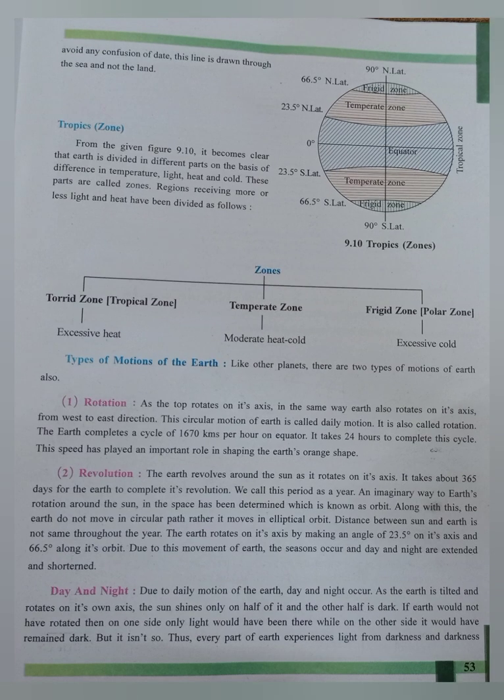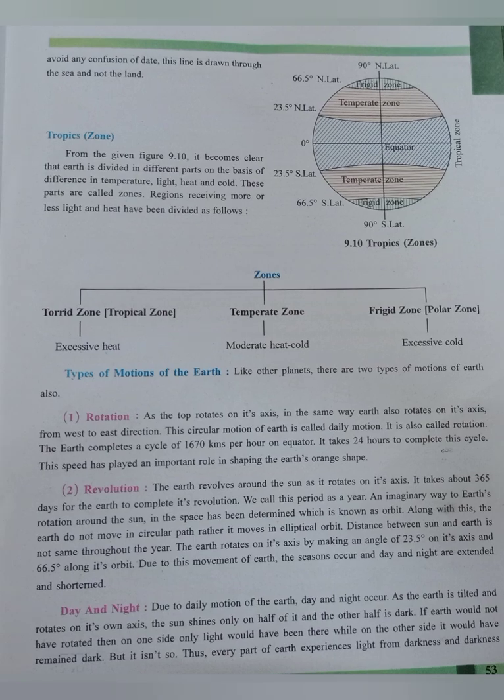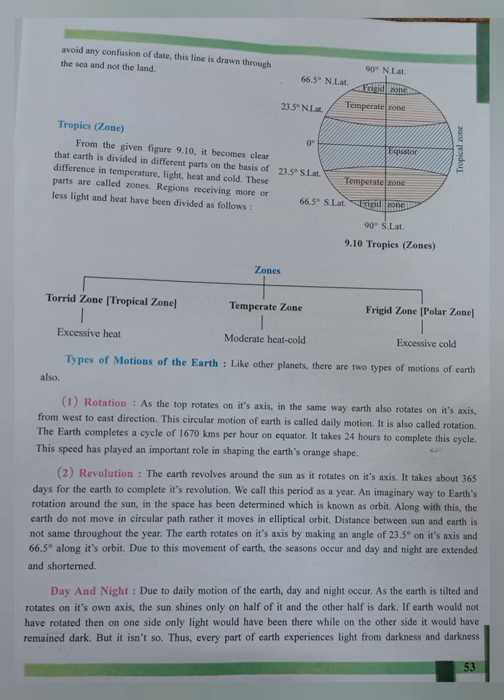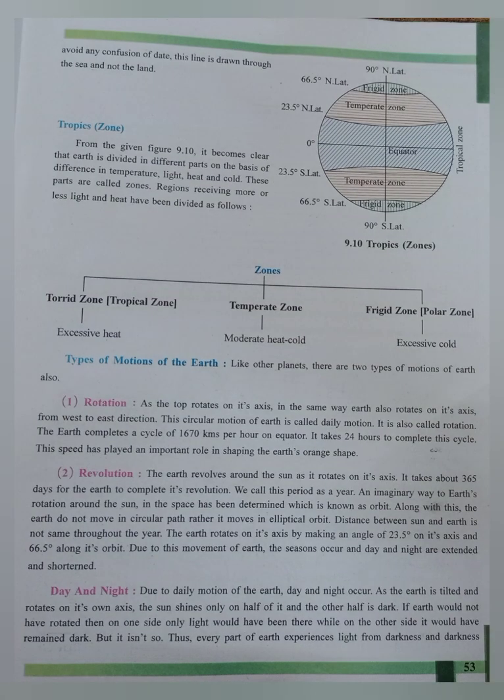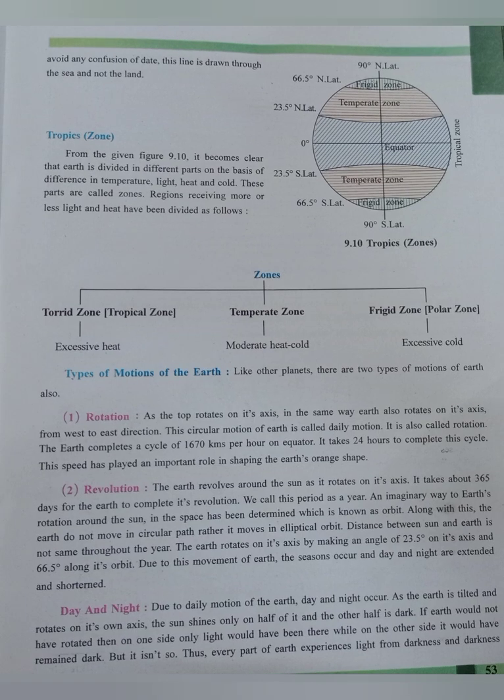Temperate zone. The areas between 23.5 degree latitude to 66.5 degree latitudes in both the hemispheres, northern hemisphere and southern hemisphere, are called temperate zone. The sun rays over this area are not vertical but slanting, so the proportion of temperature and heat remains moderate in these areas.